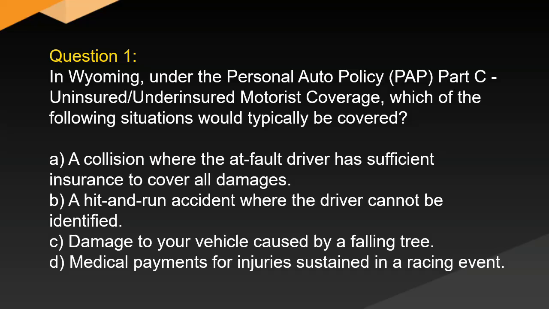Question 1. In Wyoming, under the Personal Auto Policy, PAP, Part C, uninsured underinsured motorist coverage, which of the following situations would typically be covered? A. A collision where the at-fault driver has sufficient insurance to cover all damages. B. A hit-and-run accident where the driver cannot be identified. C. Damage to your vehicle caused by a falling tree. D. Medical payments for injuries sustained in a racing event.